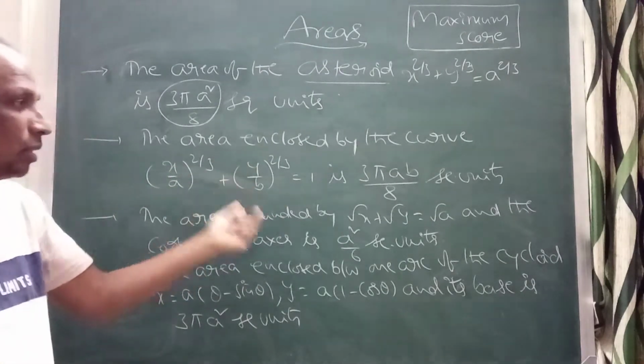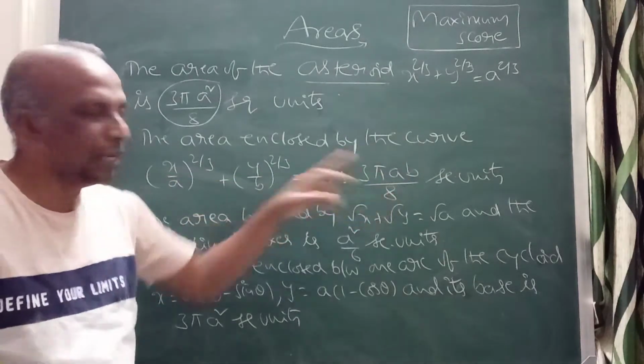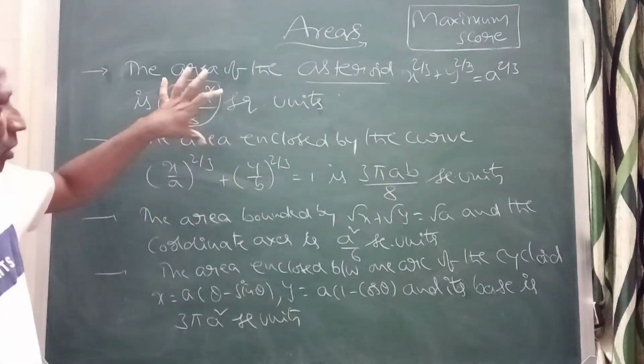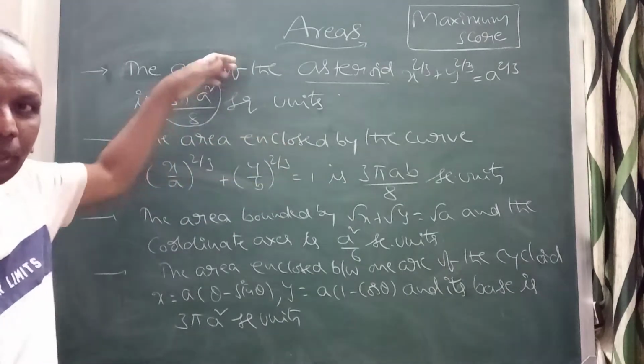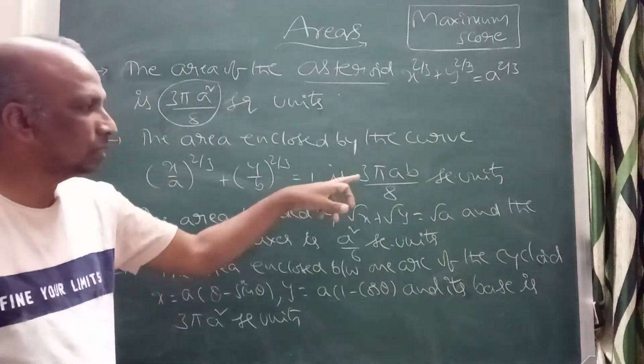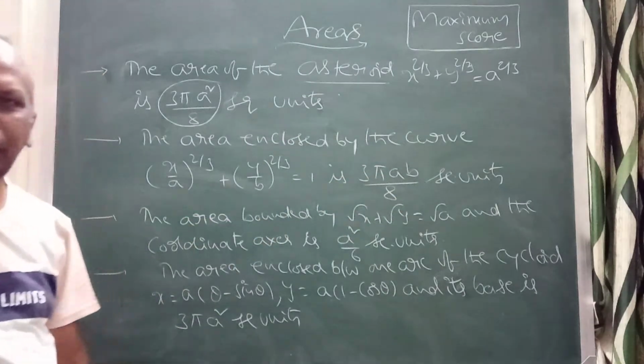In this case, the area will be 3 pi a b by 8. Suppose if b is equal to a, these two are equal. If b is equal to a, this will become the same equation only, right? The area is 3 pi a b by 8 square units.